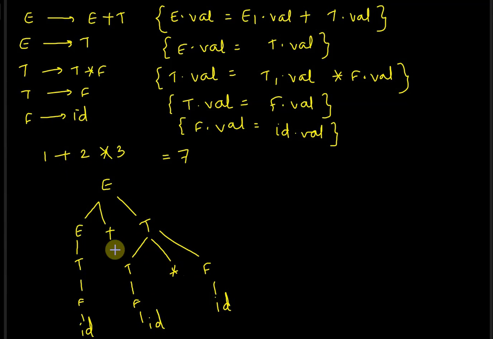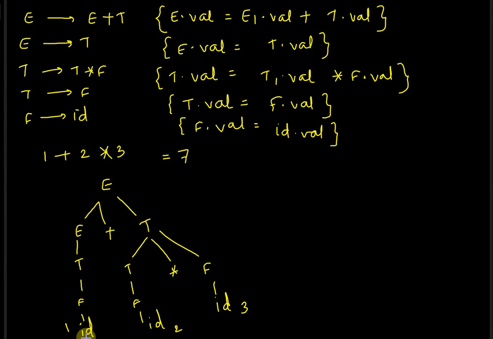Structurally I have got ID plus ID into ID. But corresponding to each of these IDs, there are some values this time. So this ID is 1, this ID is 2, and this ID is 3. Now let's see how to get this value using the SDT which is defined here.